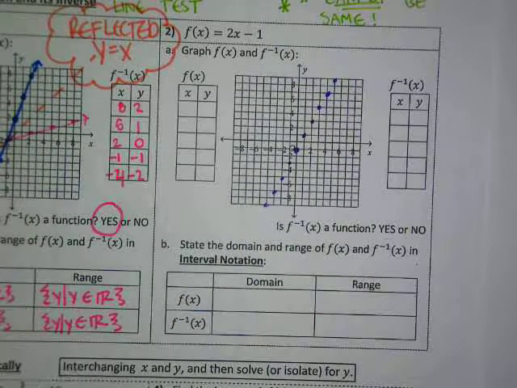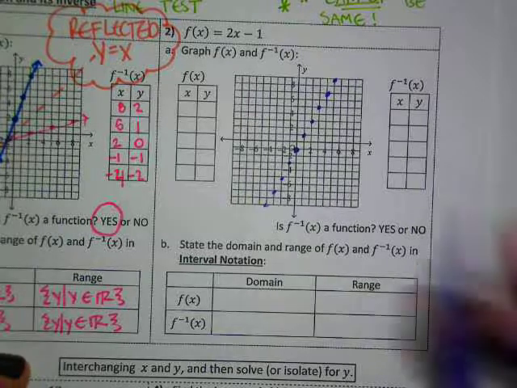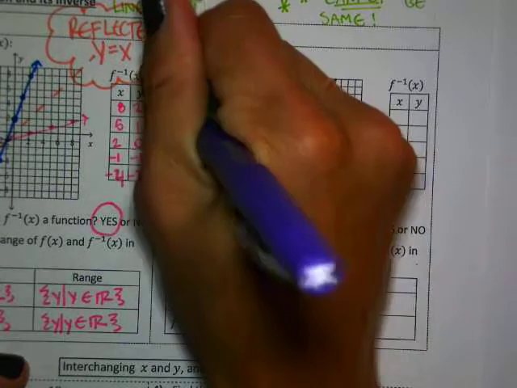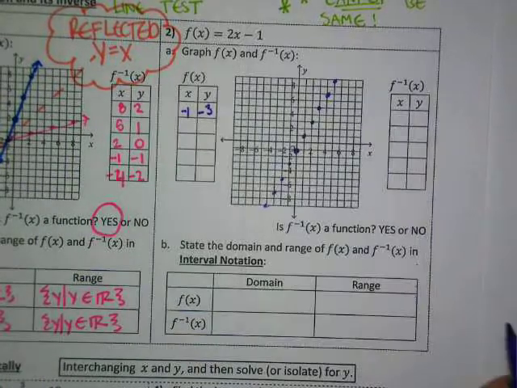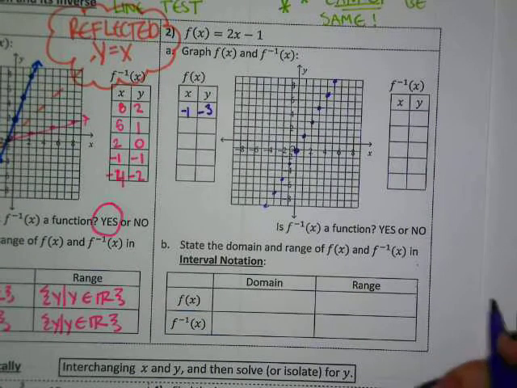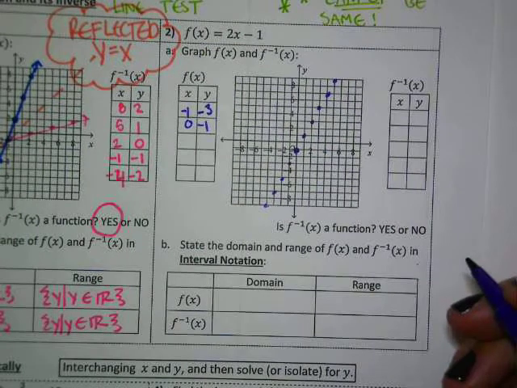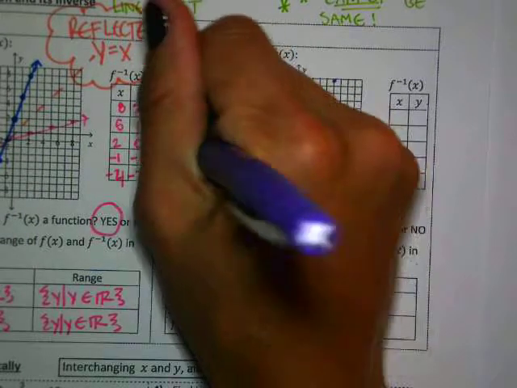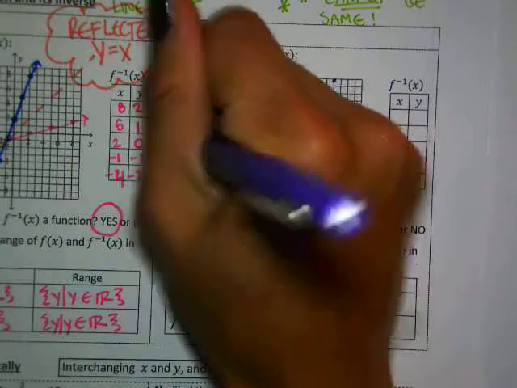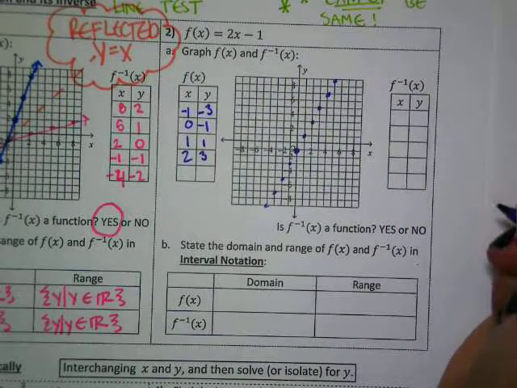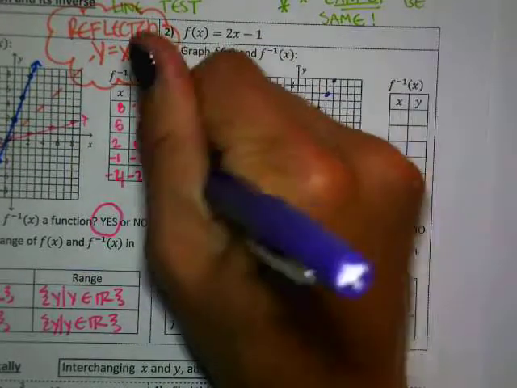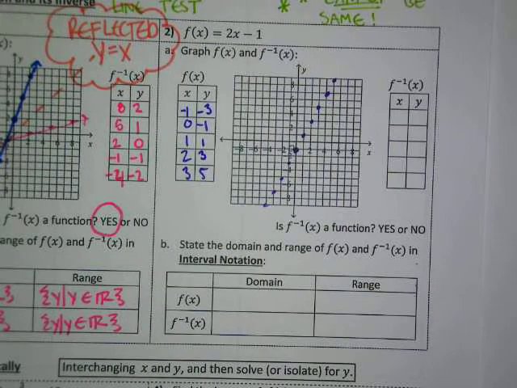All right, so I got all those points. Help me pick some of these points. Evelyn, tell me one of the points. Good. -1, -3. 0, -1. Yep. 1, 1. 2, 3. And 3, 5. Yep, all those are good.